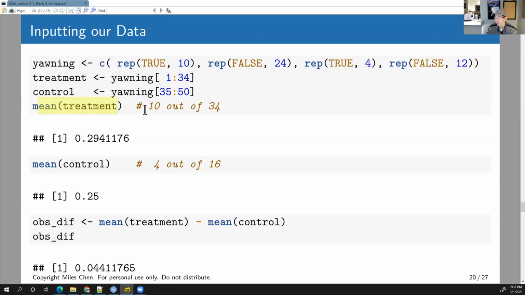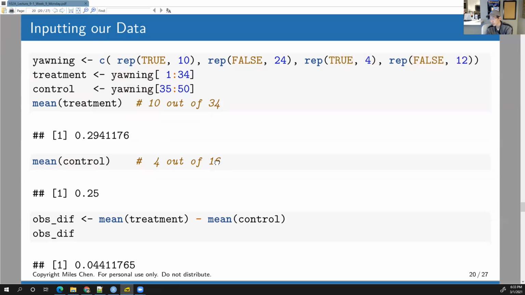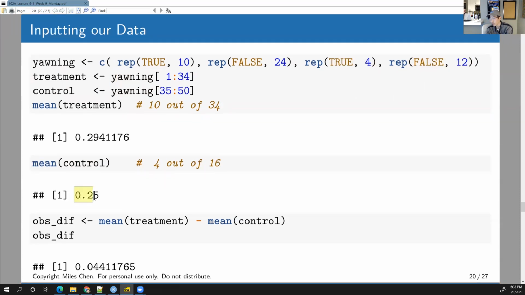And so the mean of treatment is going to be 10 out of 34. I get a proportion of 0.294. The mean of the control group is going to be 4 trues and 12 falses. That's going to be 4 out of 16. And so the mean of the control group is going to be 0.25.